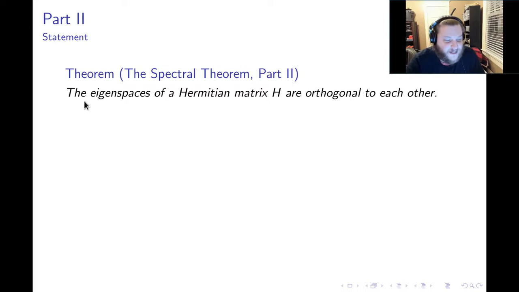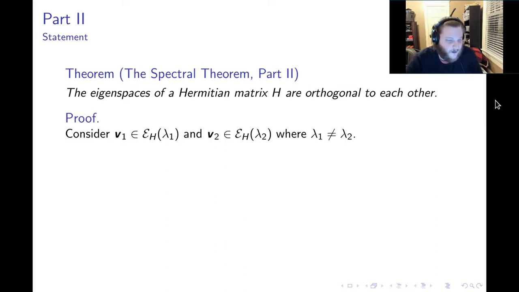This part says that the eigenspaces of a Hermitian matrix H are all orthogonal to one another. So I want to walk through the proof of this one as well, because I think it's pretty interesting. So here's how we're going to start. We're going to start with an eigenvector v1 corresponding to an eigenvalue lambda 1, and an eigenvector v2 corresponding to an eigenvalue lambda 2. Here we're assuming that lambda 1 is not the same as lambda 2.